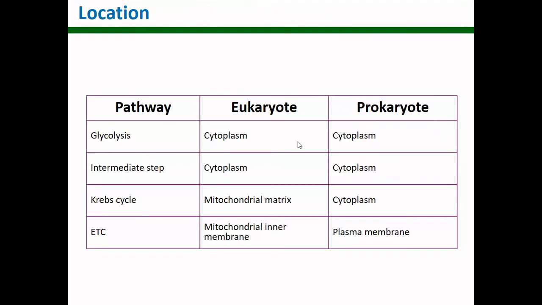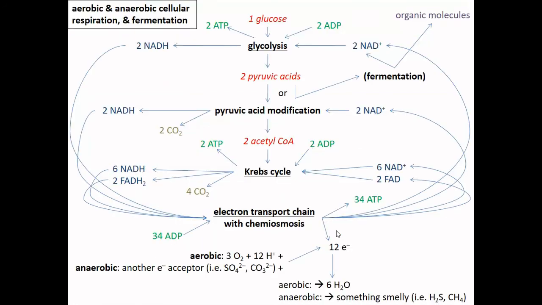The locations: glycolysis happens in the cytoplasm no matter what. That intermediate step right before the Krebs cycle happens in the cytoplasm. If you are a eukaryote, the Krebs cycle and the electron transport chain happen in your mitochondria. If you're a prokaryote, the Krebs cycle happens in the cytoplasm, and that electron transport chain happens in the actual cell's plasma membrane instead of in mitochondria.